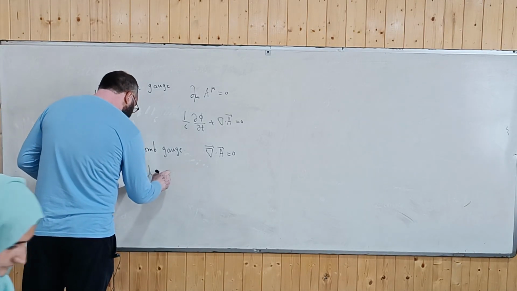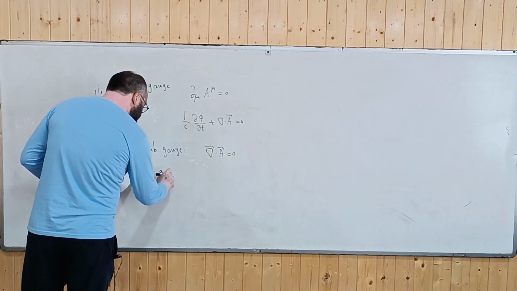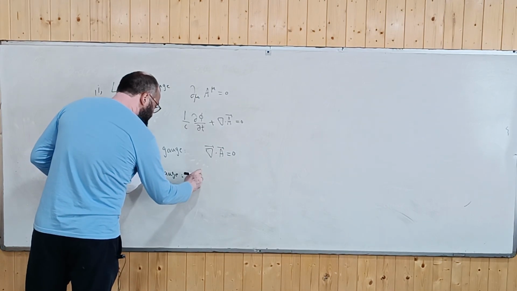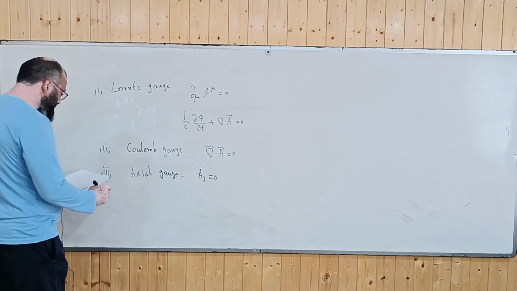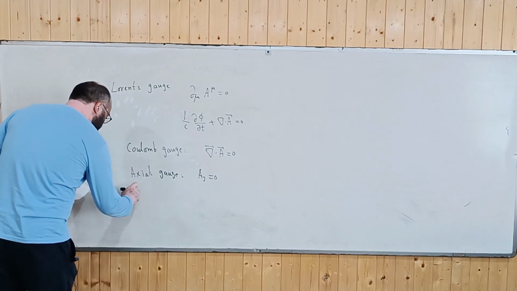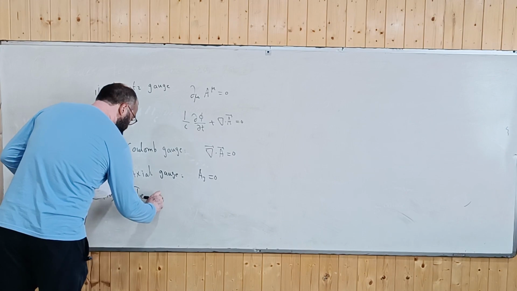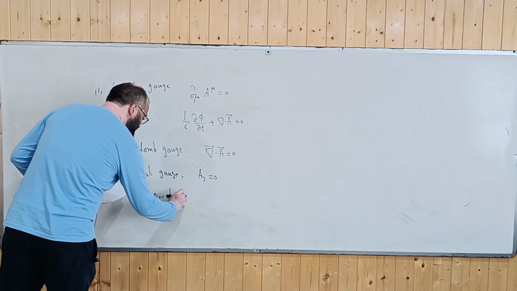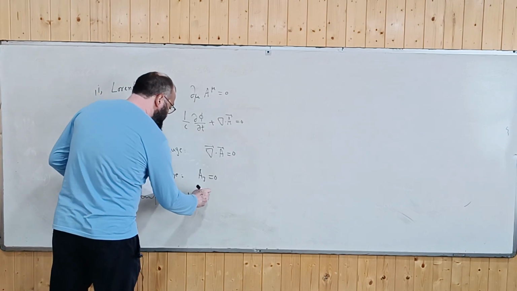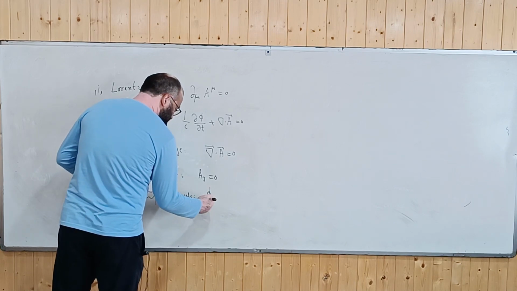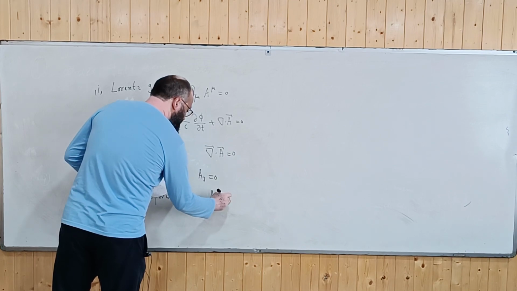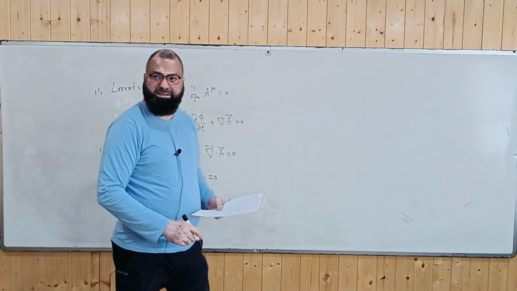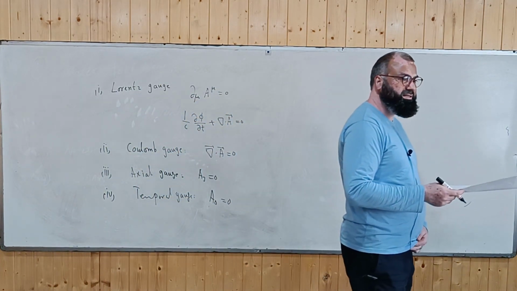You have the axial gauge, like A3, that component of A equal to 0. Then you have another gauge, what we call the temporal gauge. You can mix these gauges as well, there is no problem. Temporal gauge means phi is equal to 0. Let me write A naught is equal to 0, A naught is phi. Okay, so these are the various gauge choices.